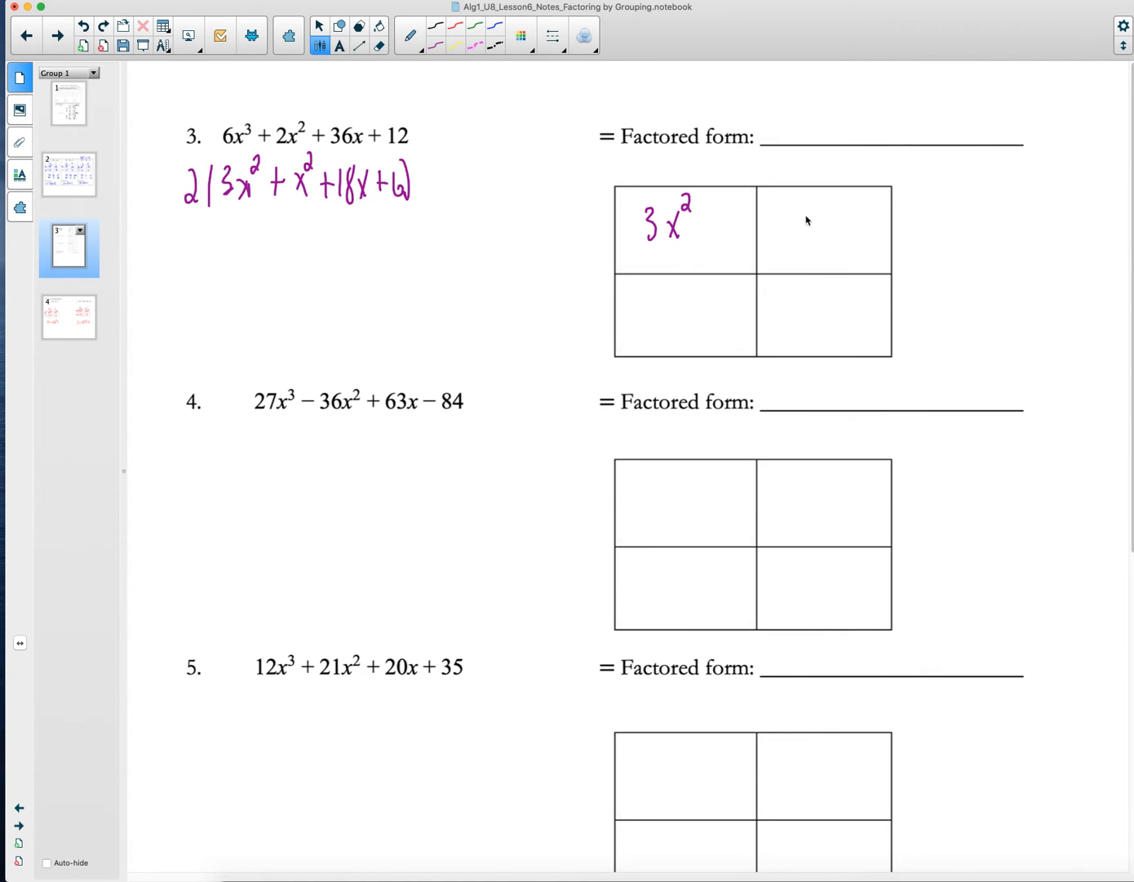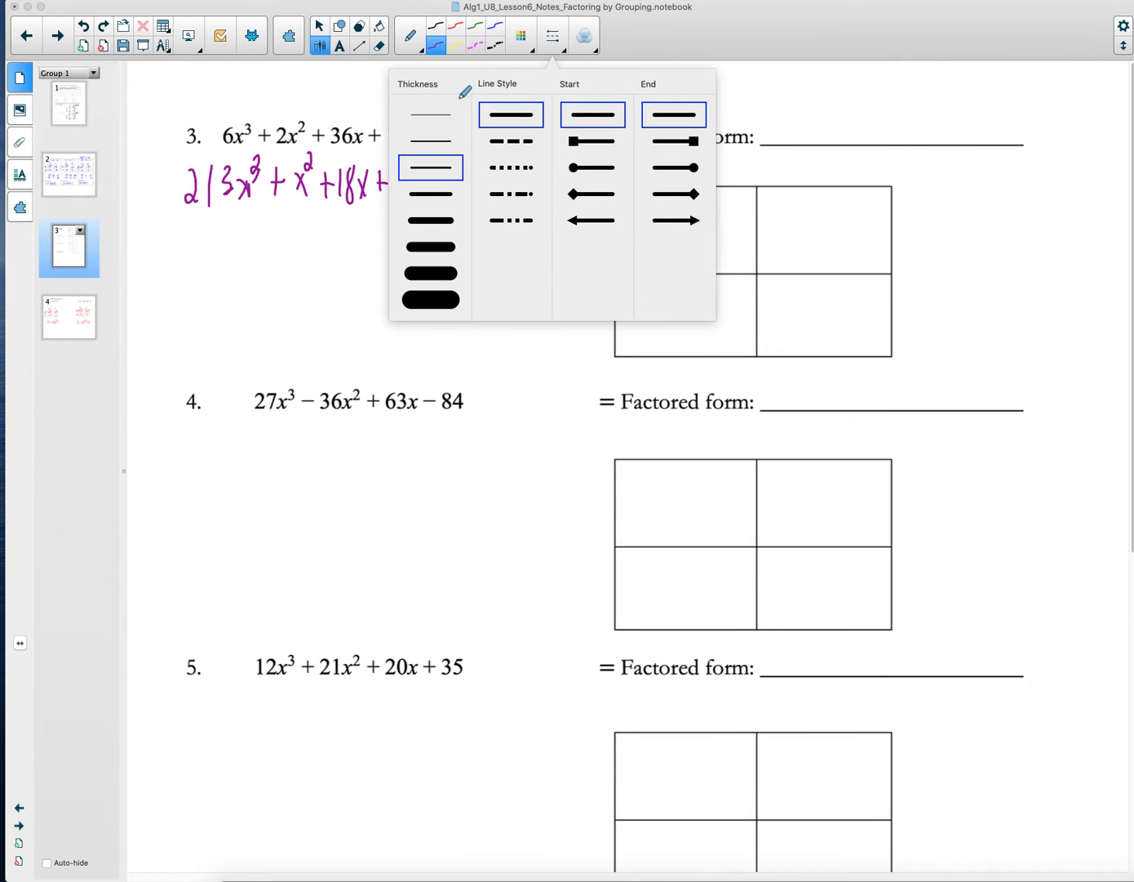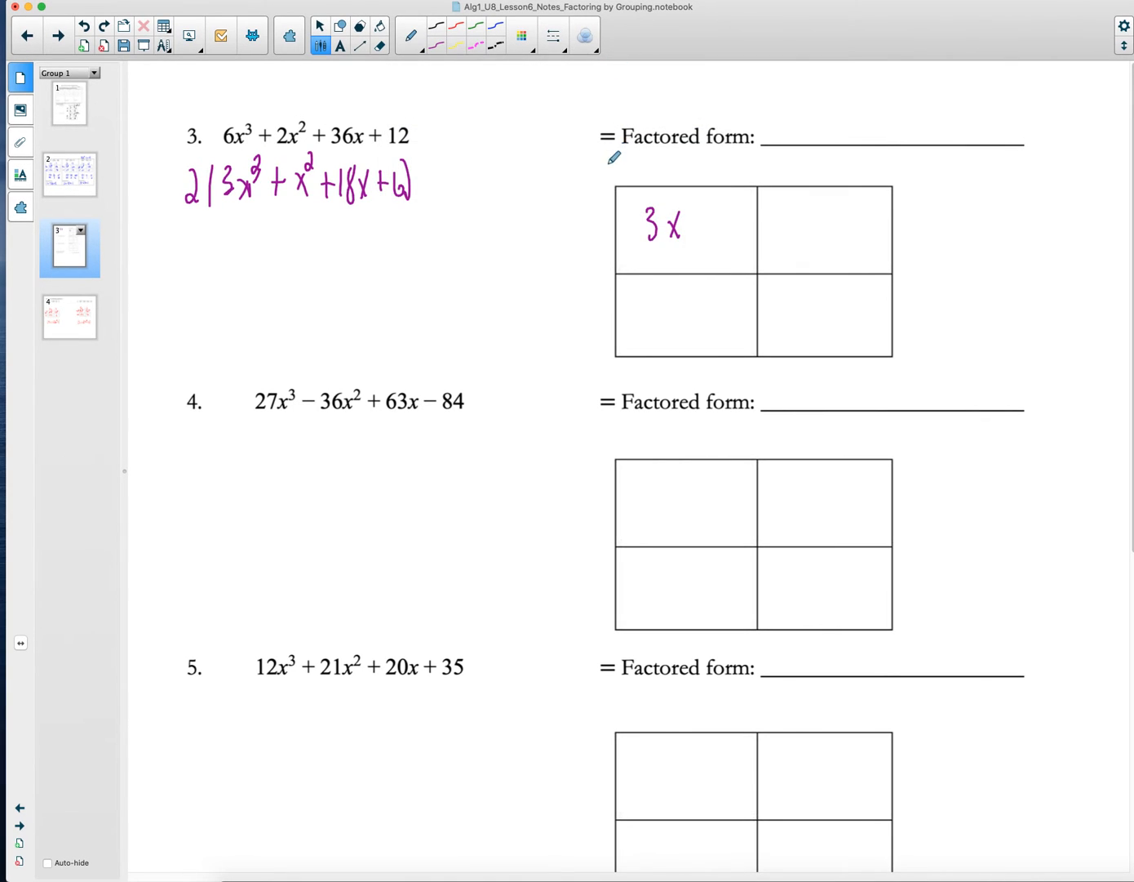I think I wrote a square here. Let's make that a cube. It should be a cube. Make it a 3. Let me erase this one. Let's get back to purple here. So that should be a 3x cubed, and then a positive x squared.